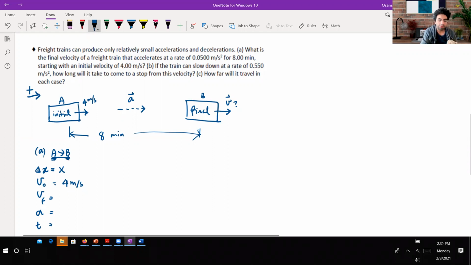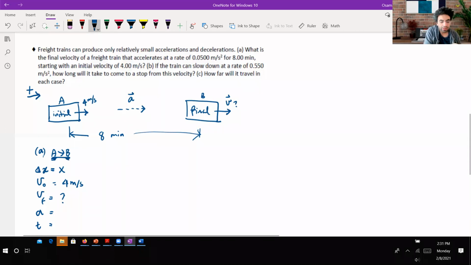The final velocity: right away, my eye goes here. That's the end of the segment, point B. I want to know what the velocity is at this particular point, and I don't have it. In fact, this is exactly what I'm being asked for. What is the final velocity of the train? That's why the question mark reminds me. So this is what I'm looking for, and I put a question mark here.